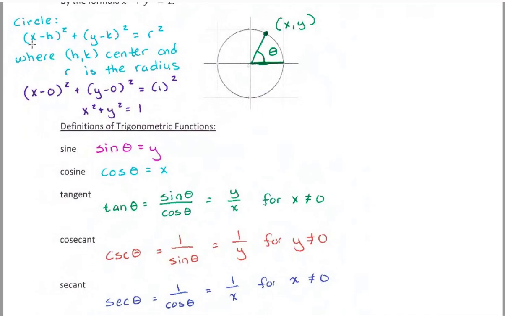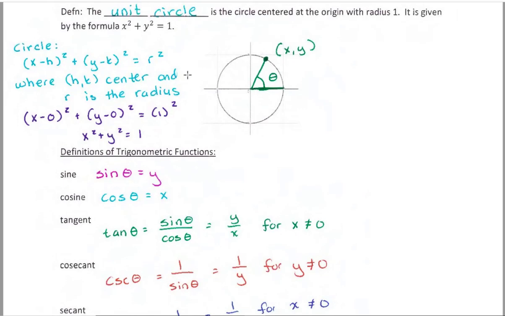The equation of a circle is x minus h quantity squared plus y minus k quantity squared equals r squared, where h comma k is the center of the circle, in this case the origin, so that's going to be 0, 0. And r is the radius. In this case, we said the radius was 1, so that's going to be r equals 1. So x minus 0 squared gives me x squared. Y minus 0 squared gives me y squared equals 1 squared is 1. And that's where that equation comes from.